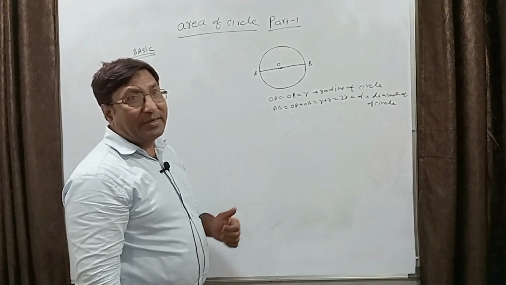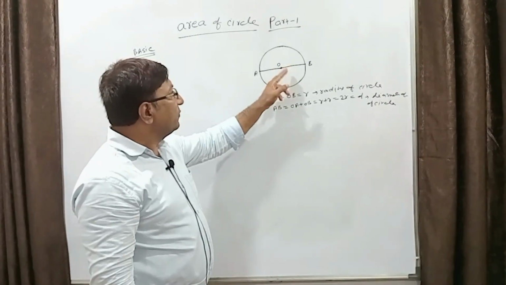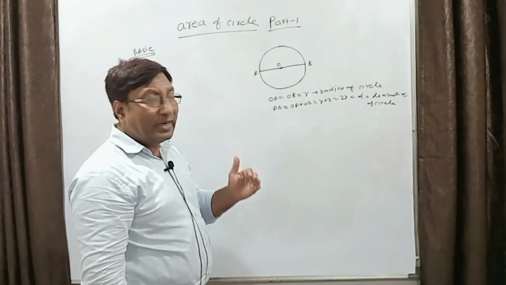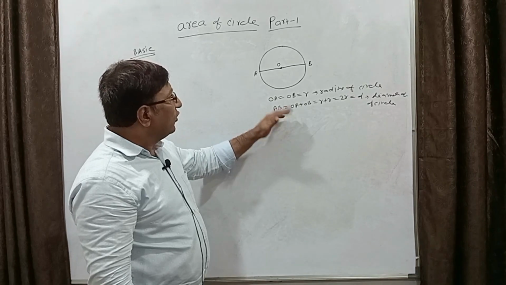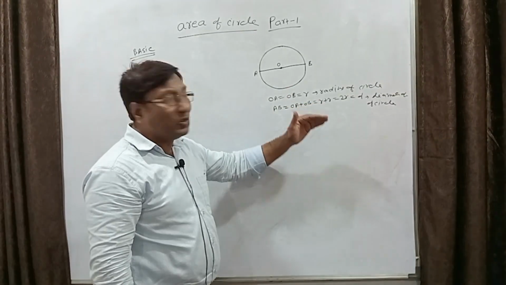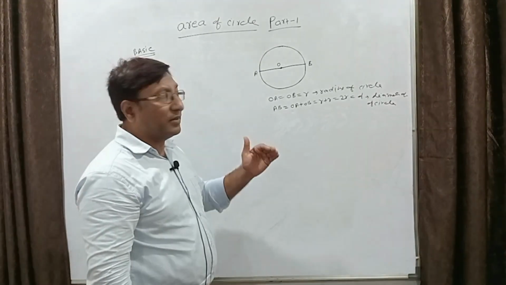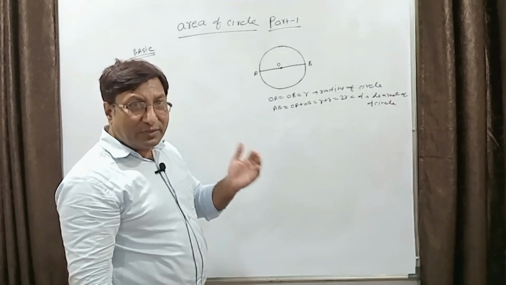And half of the diameter is what? Radius. So here OA and OB, O is the midpoint of AB. So OA and OB is what? Radius of the circle, generally denoted by a small r. And AB is OA plus OB, that is R plus R, that is 2R. So 2R equal to what? D, that is diameter of the circle. So diameter of circle is always twice the radius of circle.